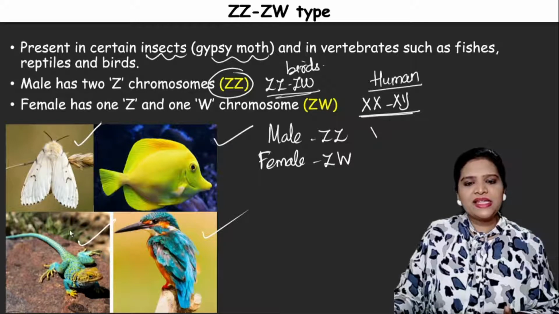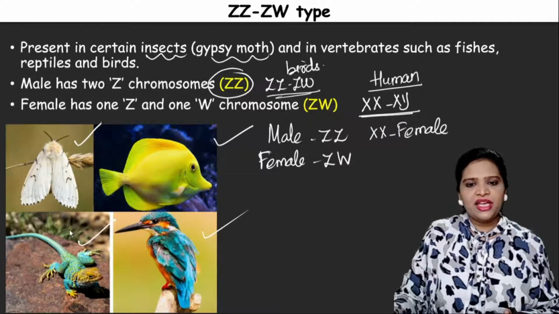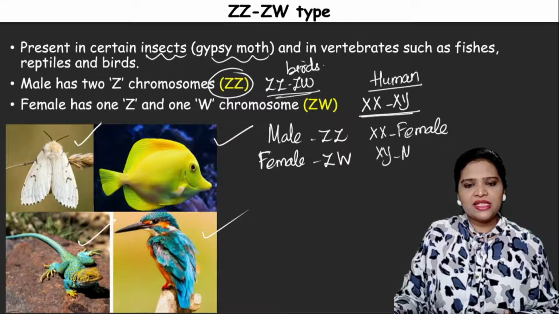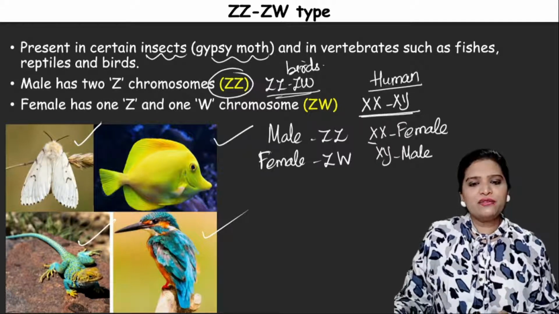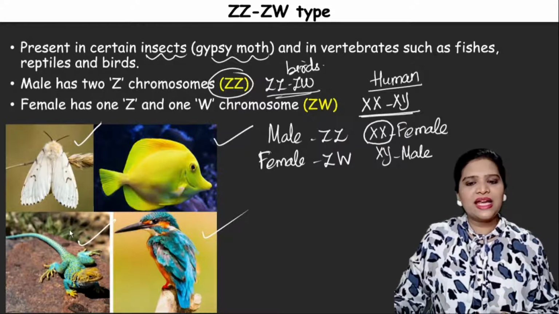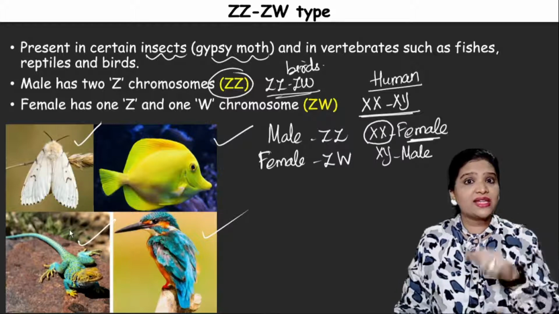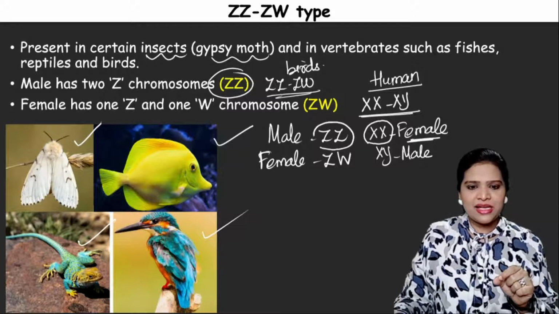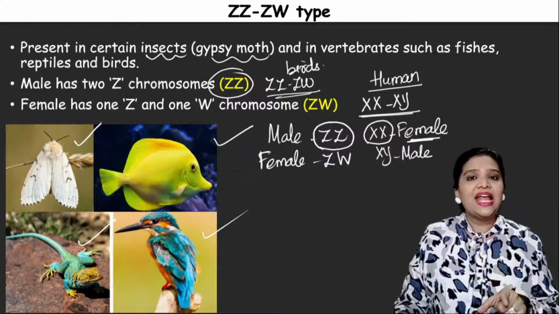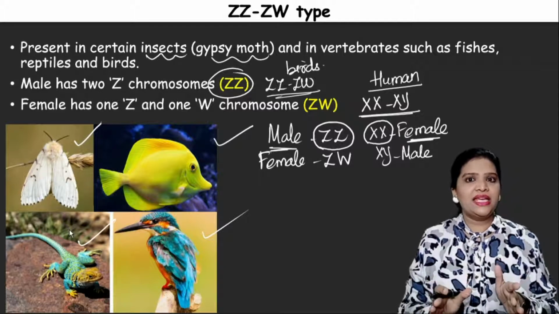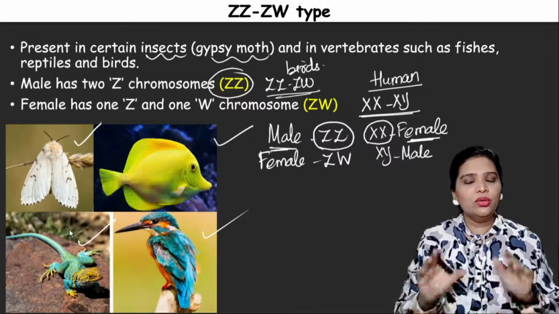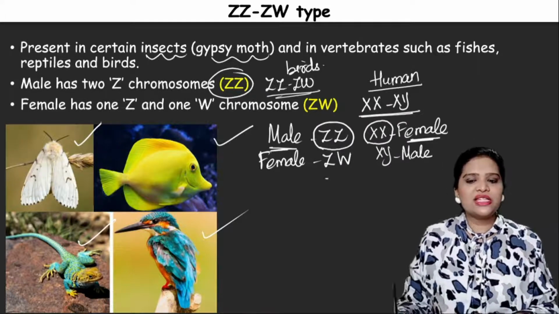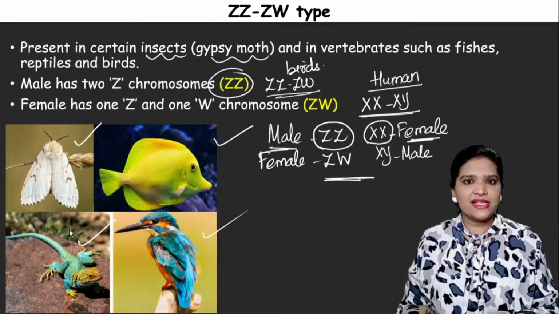In human beings, if XX are present, these will be female. If XY is present, this will be male. So see here, if two similar chromosomes are present, that will be female in the case of XX, XY type of sex determination. Similarly here, if two similar types of chromosomes are there, it will be male in the case of ZZ, ZW type of sex determination. Okay, this is just the reverse of the XX, XY type.